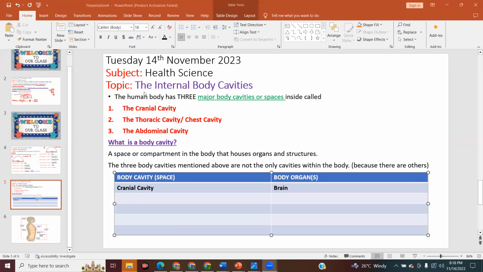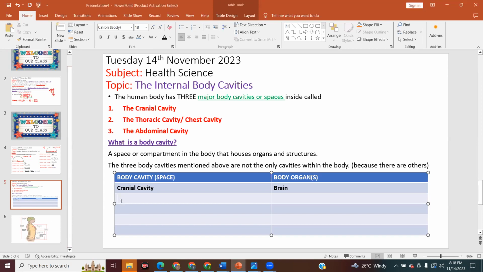Jalen, what organ is contained in the cranial cavity? Are you doing your science? Are you doing your science assignment in the notes now? Okay. What organ is contained in the cranial cavity? The brain.